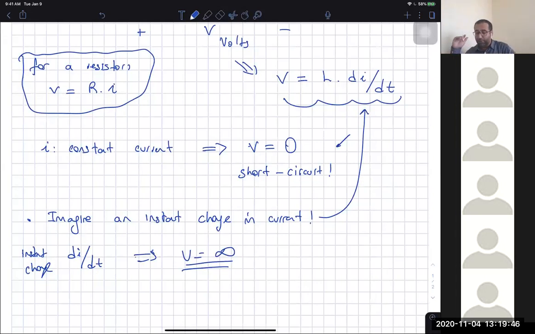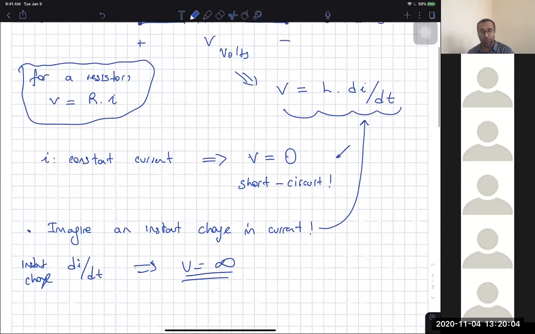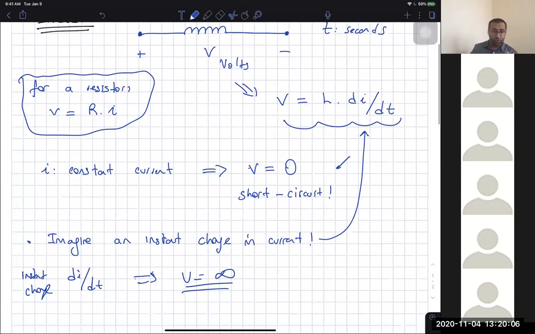But if you're trying to apply an instant change in the current, that won't be possible because the inductor will block it. Because mathematically that will correspond to infinite voltage, which is not really possible in our theoretical analysis. But you should remember something. This is not possible in a physical system.